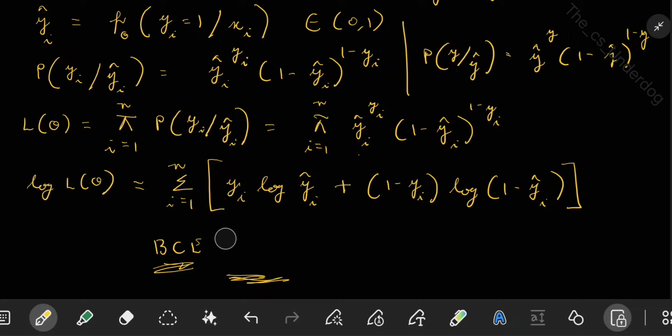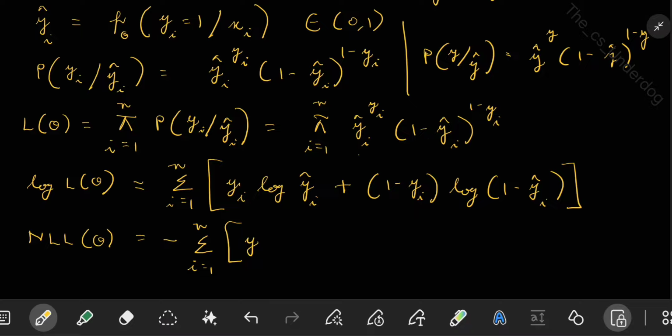So to find the loss function, now that I know I want to maximize log likelihood, instead I can also minimize the negative of log likelihood. So I'll take negative log likelihood. I'll call it NLL, negative log likelihood. This is simply a negative sign put in front of this log likelihood, sigma i equal to 1 to n. Then this will be yi log yi cap plus 1 minus yi into log 1 minus yi cap. So this is my negative log likelihood.